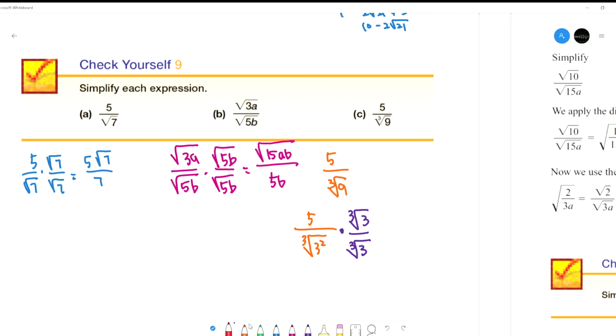Okay, now check what I'm doing here. I got 5 cubed root of 3 in the numerator over, you see now this is 3 squared times 3. So this is cubed root of 3 cubed, which is equal to 3. Does that make sense? That's why my final answer is 5 cubed root of 3 over 3. This is the final answer.